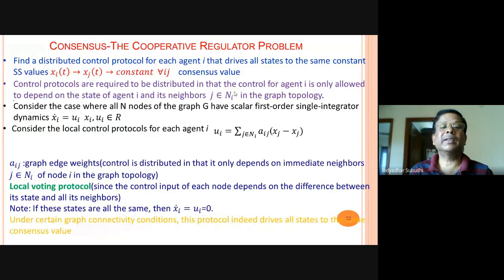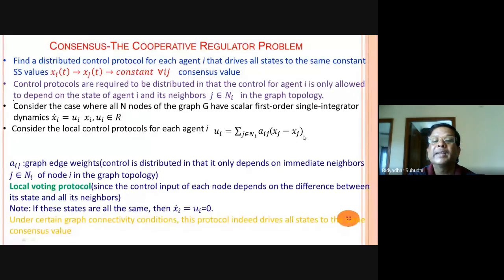Let us consider there are n nodes in a graph, with scalar first-order single integrator dynamics, that is, xi dot equal to ui. You know xi dot equal to ui is a very standard single integrator dynamics, where xi is the ith state and ui is the control input. If the dynamics is a single integrator, we can generate a control protocol for each agent i as ui equal to the summation of aij multiplied by xi minus xj. It's not xi, it is xi minus xj.